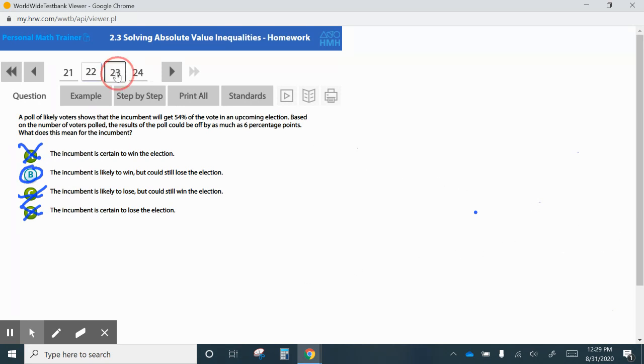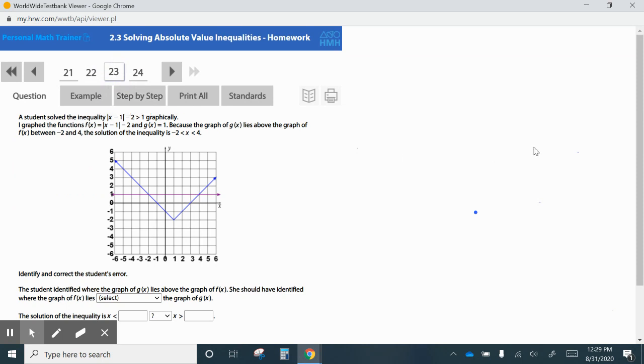Okay, let's look at question number 23. A student solved the inequality, the absolute value of x minus 1, minus 2, is greater than 1 graphically. I graph the function f of x equals the absolute value of x minus 1 minus 2, and g of x equals 1. Because the graph of g of x lies above the graph of f of x between negative 2 and 4, the solution of the inequality is negative 2 less than x less than 4. Identify and correct the student's error.